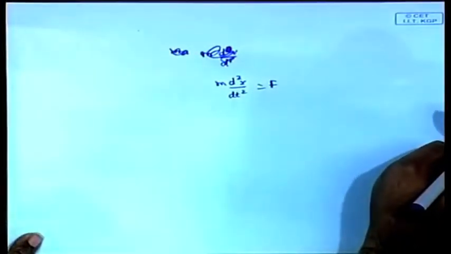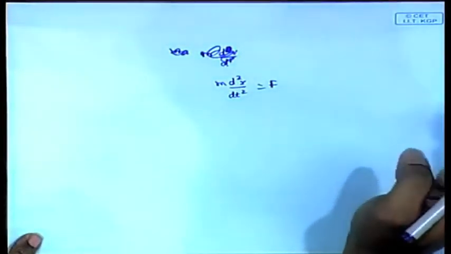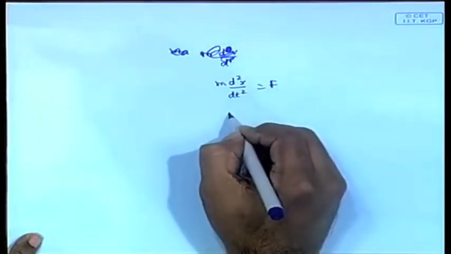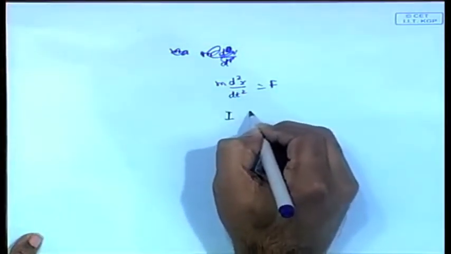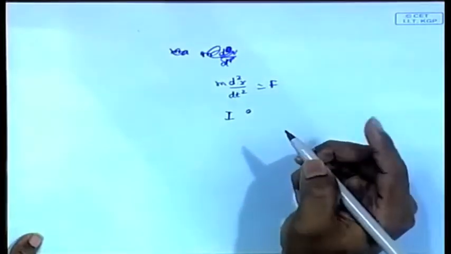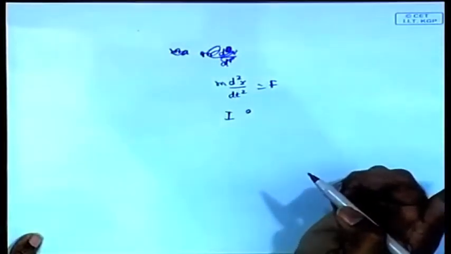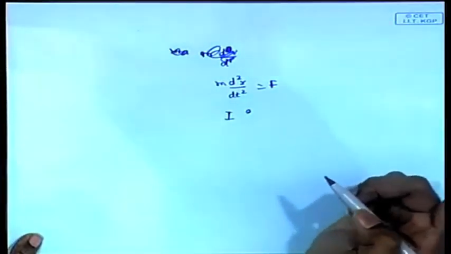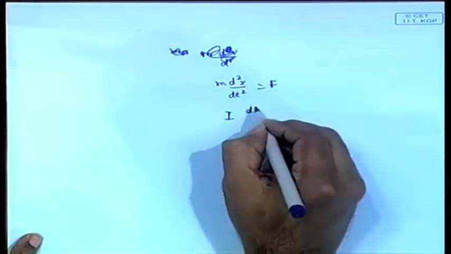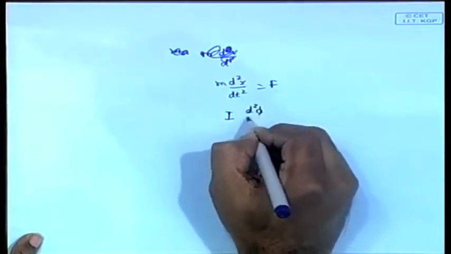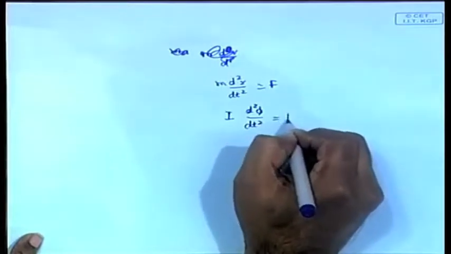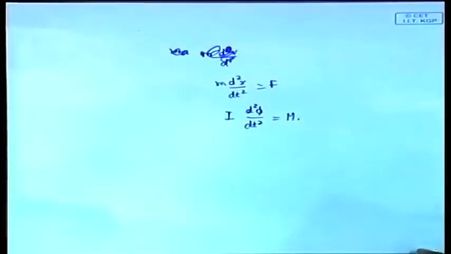Okay. Now, similarly, if you consider the rotational case, half I omega square is known as the rotational energy. So the equation becomes I into d square phi by dt square equals the moment. Okay. This is Newton's equation in the rotational case.